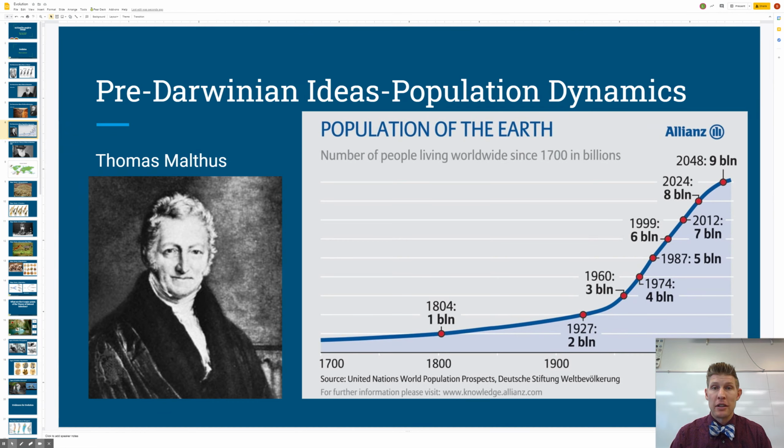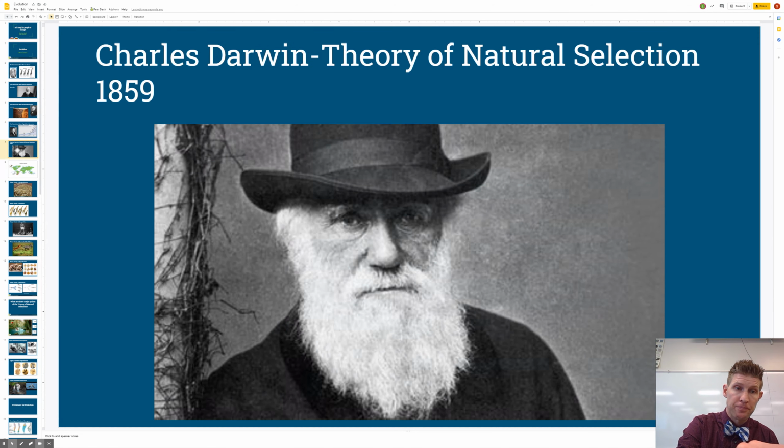And he looked at, well, if you have enough resources, then the population can grow. And if you don't have enough resources, then the population won't grow as much. There's going to be more competition with less resources and more individuals. And Darwin looks at that and goes, well, that's true of almost every species on the planet. So this helped him as well form his theory.